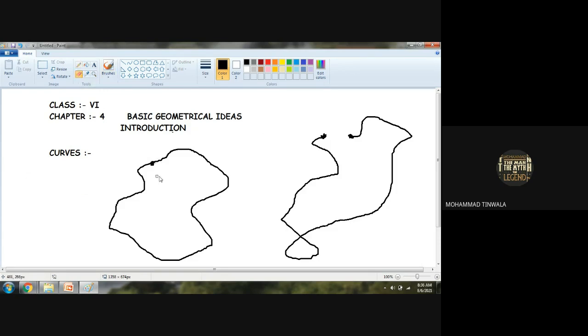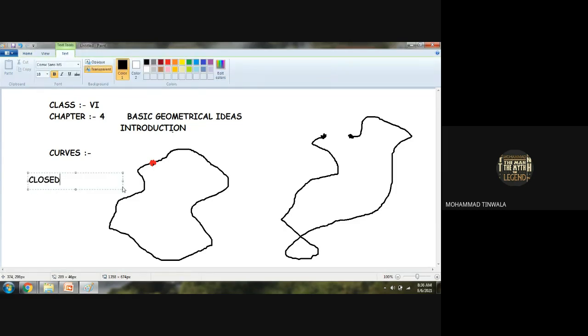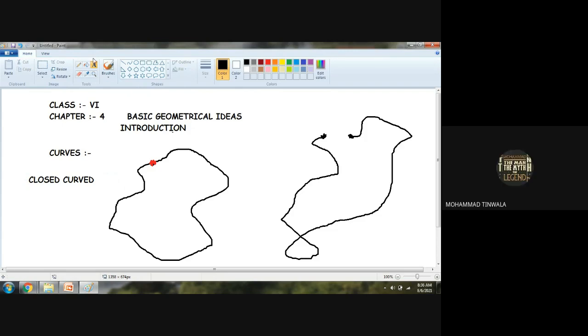This point we are starting, and at this point itself we are ending the figure. Then this is said to be a closed curve. What is it said to be? Closed curve. Did you understand, boys? Yes, sir. This is said to be a closed curve, sir, because there is no gap in the diagram. The point is starting from here and it ends at the same point.